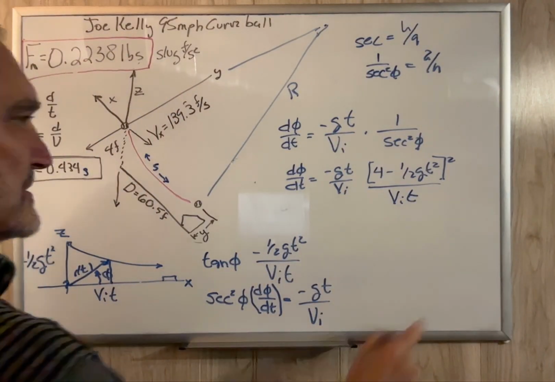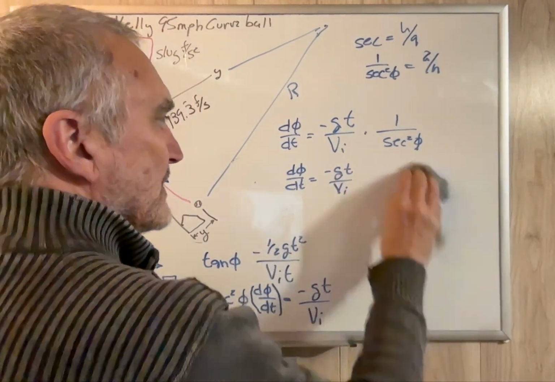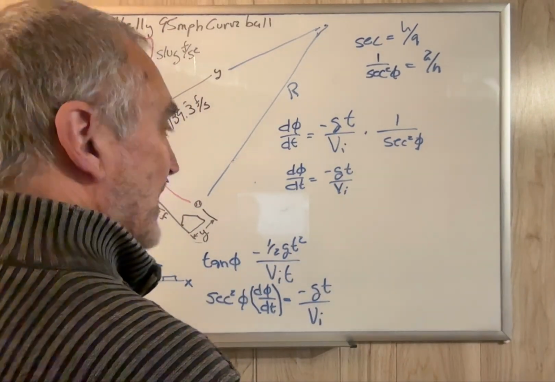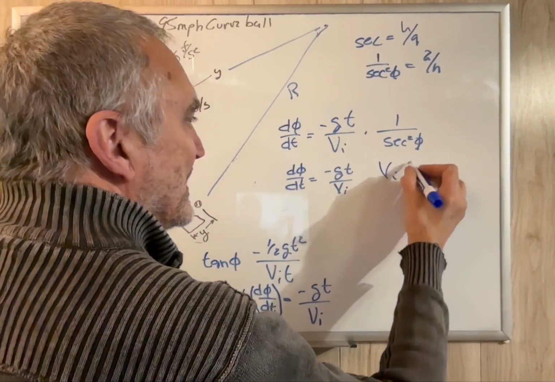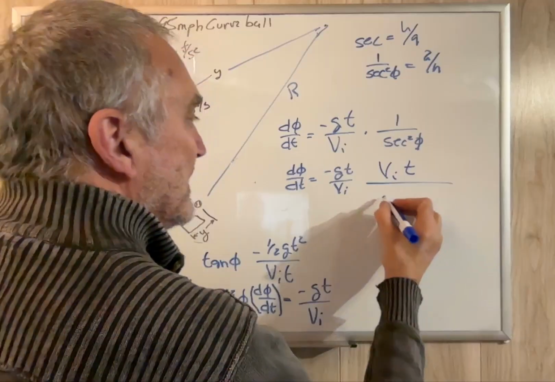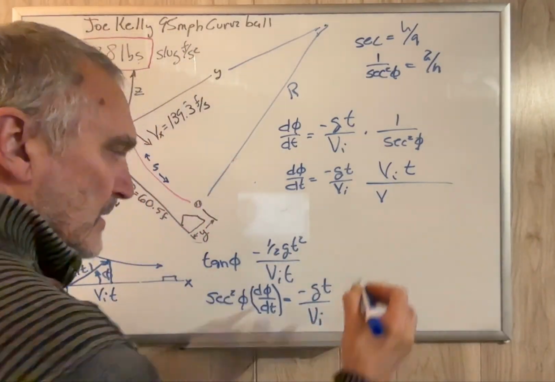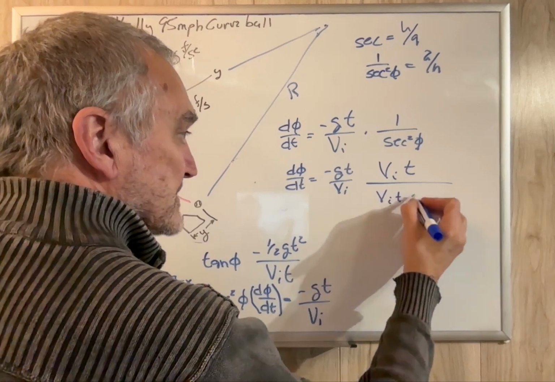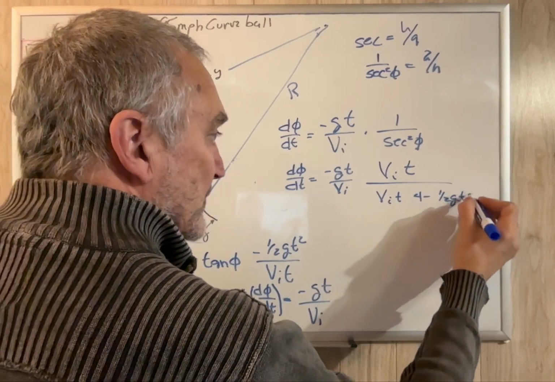Oops, I did that wrong. This should be switched around. I love teaching physics because it teaches you so much. I switched that around. It's going to be velocity initial time divided by our velocity initial plus our 4 minus 1/2 gt squared. There we go.